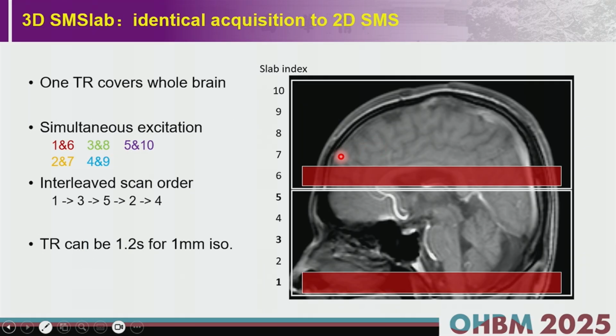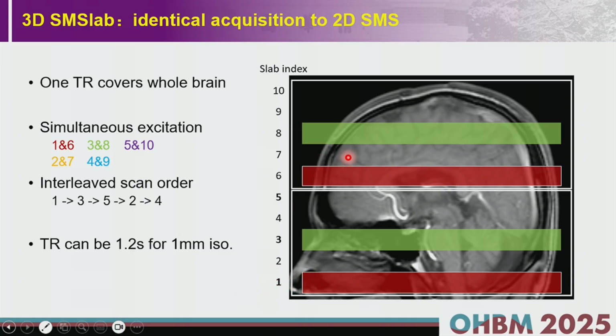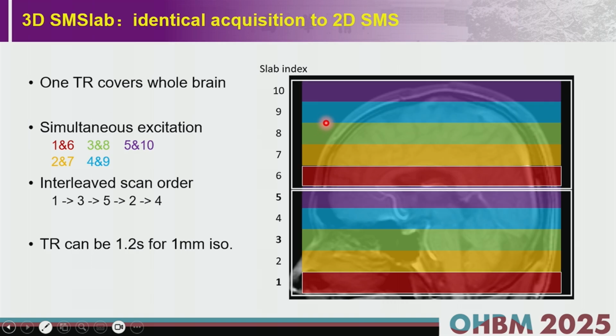For the sampling scheme, it's just like the 2D multiband imaging. So we can excite 1 and 6 simultaneously, the next 3 and 8, then 5 and 10, etc. It's an interleaved sampling order. All slabs can be acquired in a single shot TR.